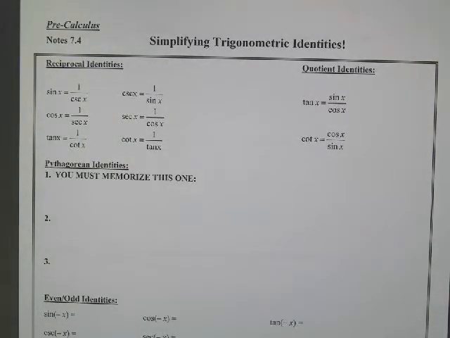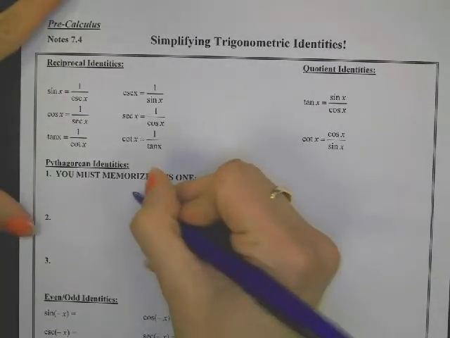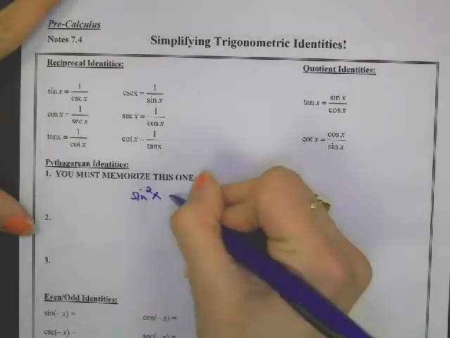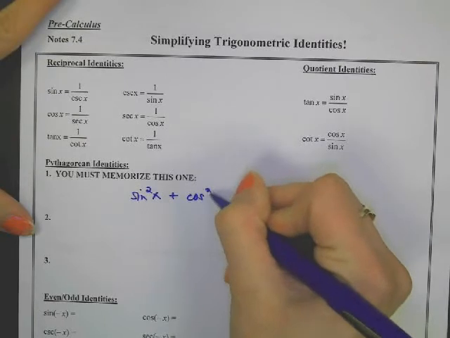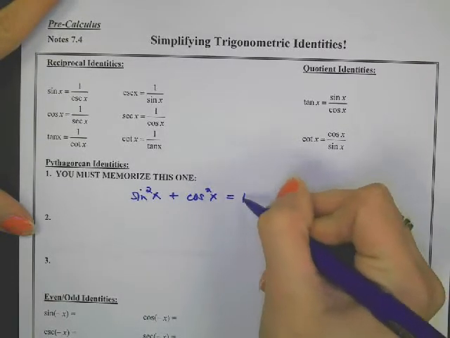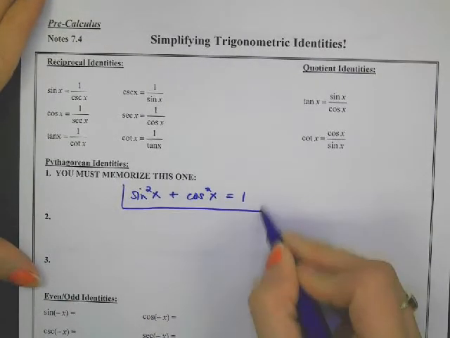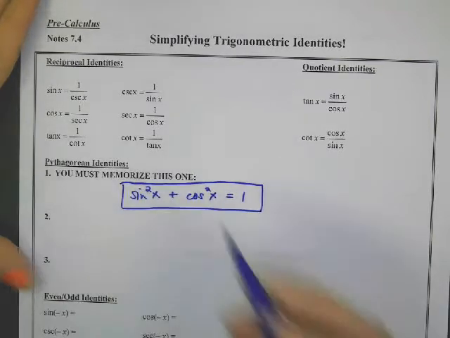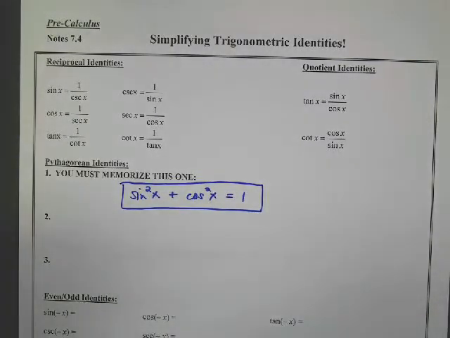The one that you must memorize is sine squared of x plus cosine squared of x equals 1. This one you must memorize. There's no way to make any of the other ones if you don't know at least one of them. Now, the other ones we can make.